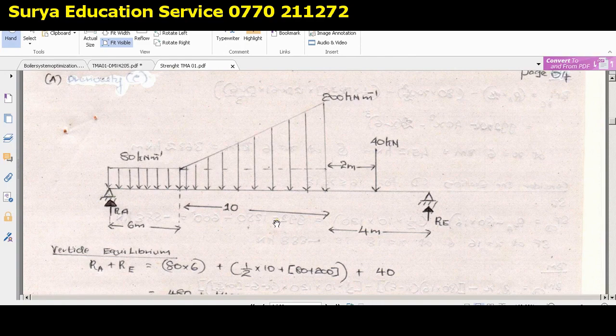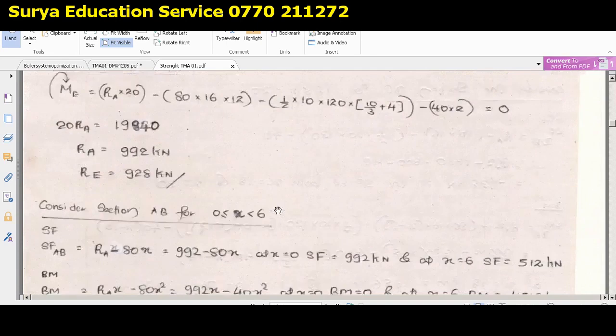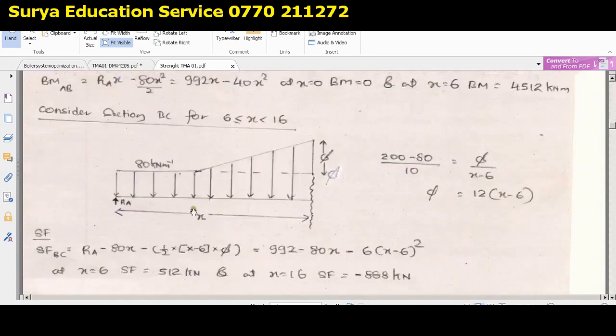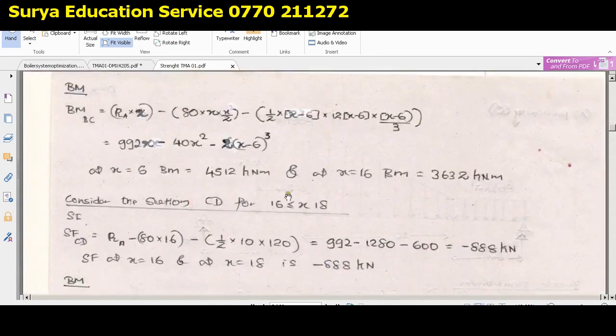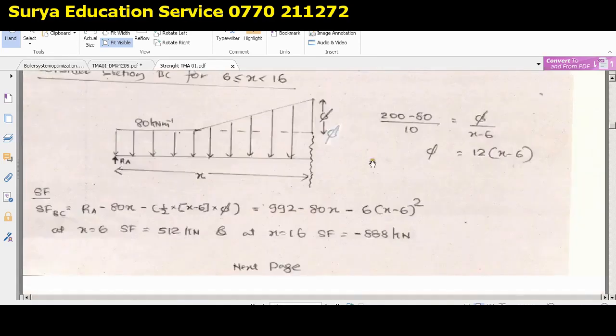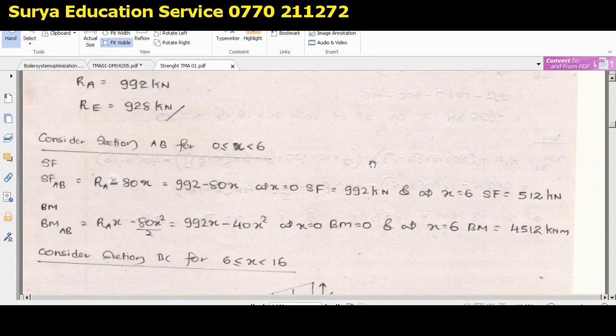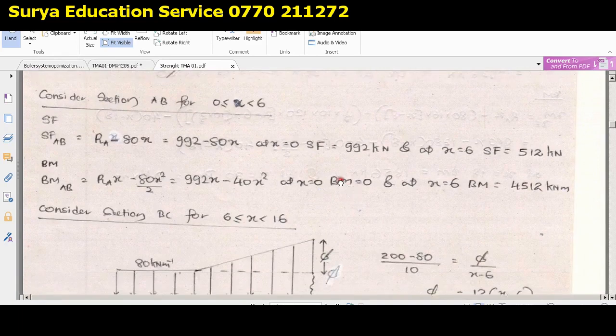Basically, shear force is found by doing this kind of sectioning, right? You can see here I have considered shear force for the section AB, for the section BC, and for the section C. So like that I have categorized into certain sections and I have evaluated the shear force on those particular sections. So now let's see how to do that.